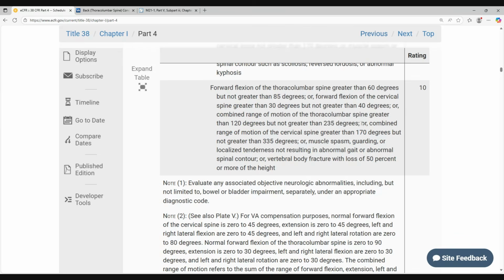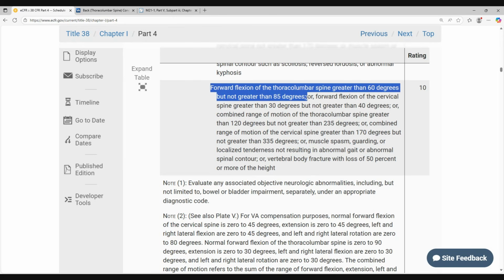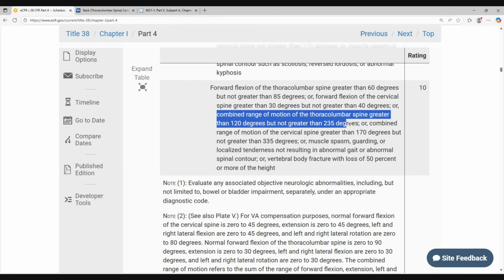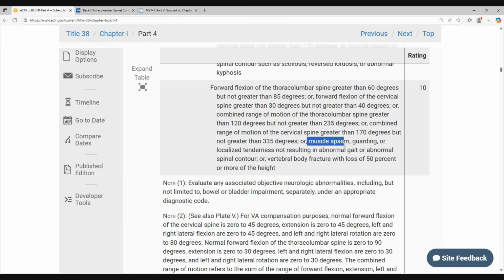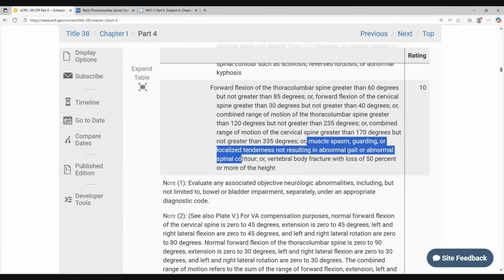But let me go back here. And then we have another or, which needs to be disregarded because now we're talking about the neck again. And I'll do one of these for the neck also. But then we come down here to this or. Now this or, so far none of these have been and. They've all been or. So you can get 10% this way. You can get 10% this way. Or you can get 10% by having muscle spasms, guarding, or localized tenderness not resulting in abnormal gait, which means abnormal walking, or abnormal contour of the spine.